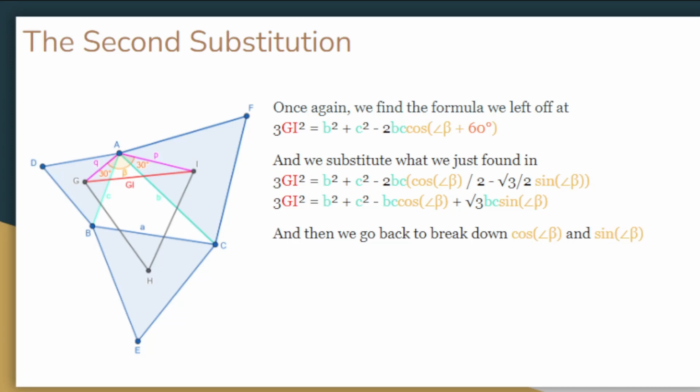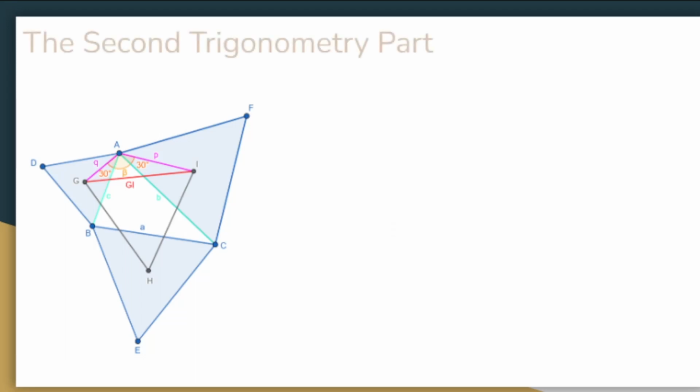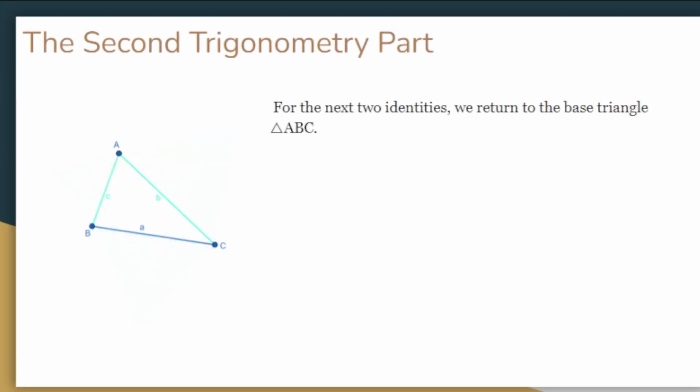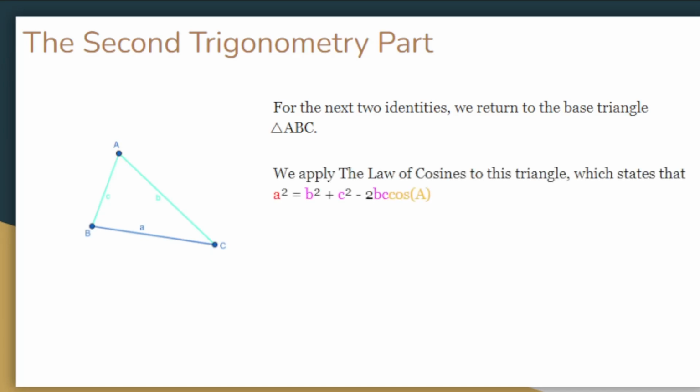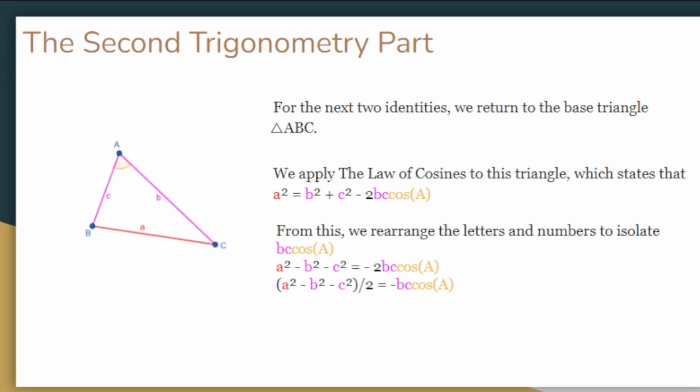And then we go back to break down the sine of beta and the cosine of beta finally. For the next two identities, we'll return to the base triangle ABC. We apply the law of cosines to this triangle, which states that a squared equals b squared plus c squared minus 2bc cosine of A. From this, we can rearrange to isolate bc cosine of A, so that 1/2 of a squared minus b squared minus c squared equals negative bc cosine A. And we'll stop here and go to the other side.